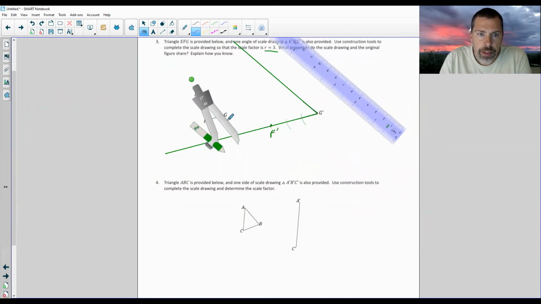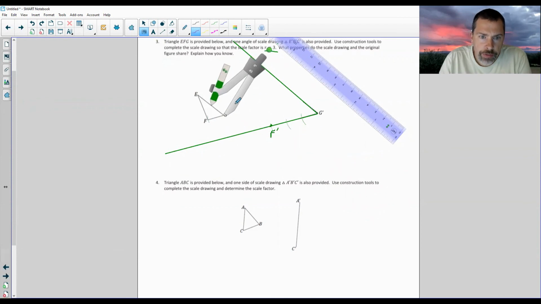Pretty simple. Now I'm going to rotate this, put my point back at G, open it up to E, like so, bring it over to G, there's 1. Bring it over to the G prime, if you will, the first prime. There's 2. And bring it over to the third one. There's 3. This point here is going to be E prime.